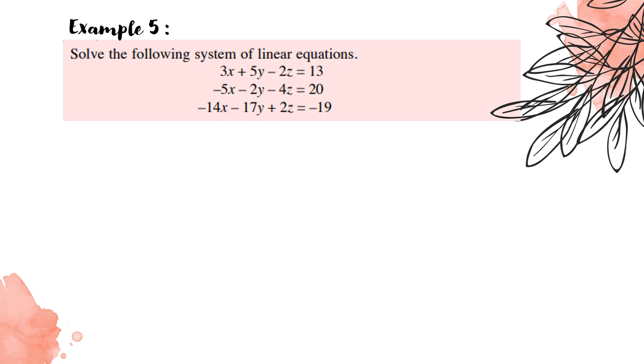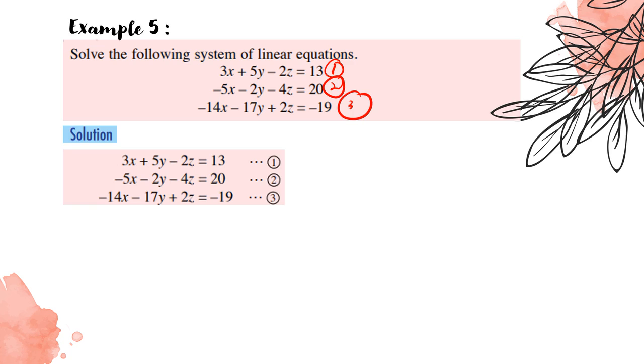Okay, next, example 5. Solve the following system of linear equations. So this is equation number 1, equation number 2, and equation number 3. Let's say I want to do the elimination method. As usual, we have to eliminate one of the variables. It's not easy to make the coefficient for x the same. Let's say I want to solve 1 and 2. Similar to this one, 5y and negative 2y, it's hard to make the coefficients the same.